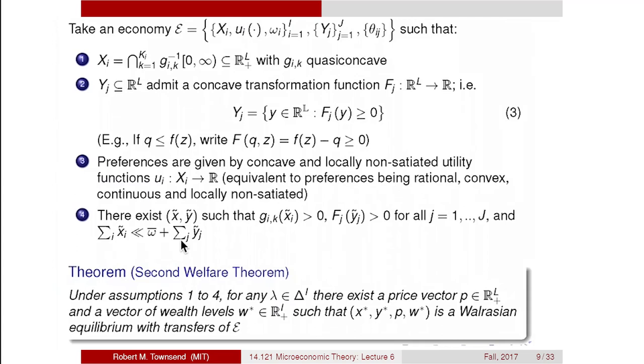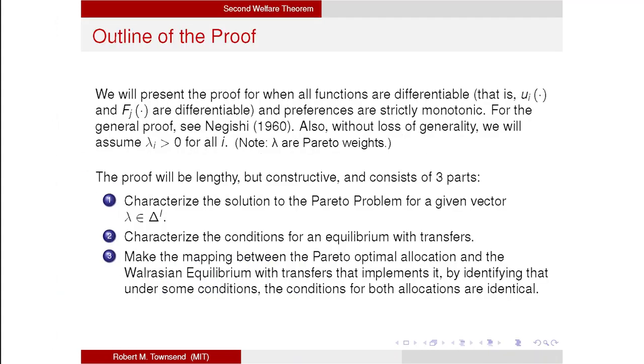If we have all of these things for this economy, then we get the second welfare theorem stated in terms of the lambdas. For any lambda, which is a Pareto weight vector, there exists a price vector P in this L-dimensional Euclidean space, and a vector of wealth, one for each of the I agents, such that X star, Y star, P, and W star is a Walrasian equilibrium with transfers. That's a formal statement of the theorem. Now we're going to prove it.